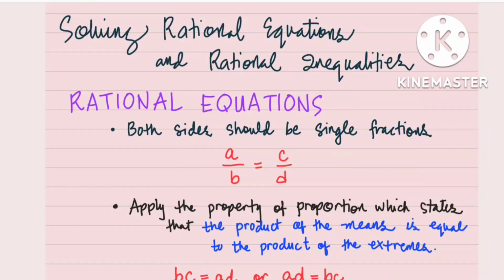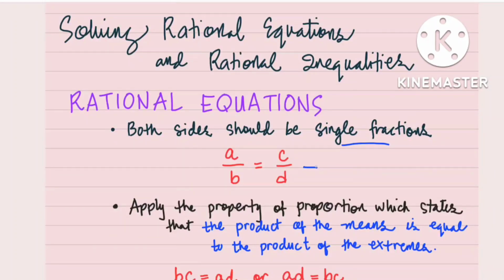Hello! In this video, we are going to tackle solving rational equations and rational inequalities. When solving rational equations, we want both sides of the equation to be single fractions. The reason is that we want to apply the property of proportion, which states that the product of the means is equal to the product of the extremes.